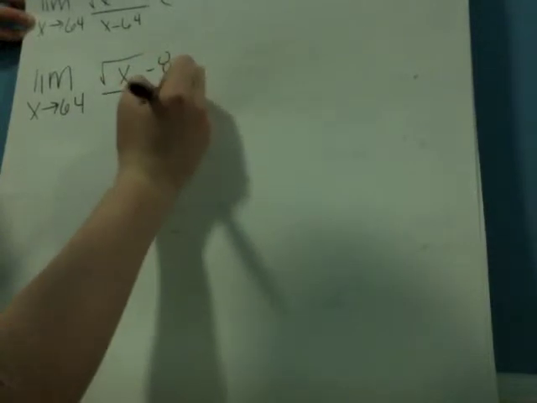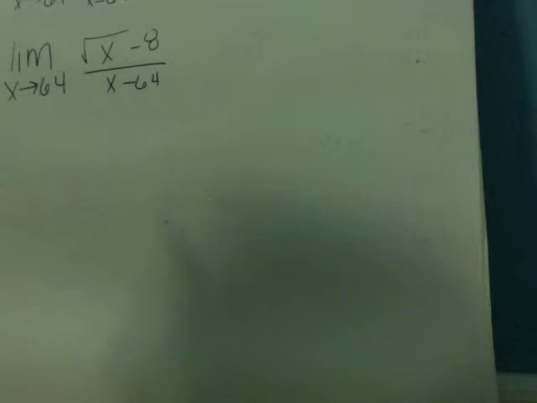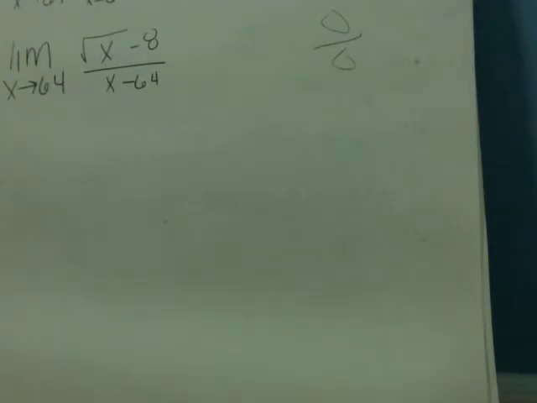So the problem we're going to do is the limit of x to 64 is the square root of x minus 8 divided by x minus 64. Now, when you solve this out, you're going to get 0 over 0. We're going to write it over here. So instead, to be able to work this out, we're going to multiply this number by a conjugate. Just going to write it here.